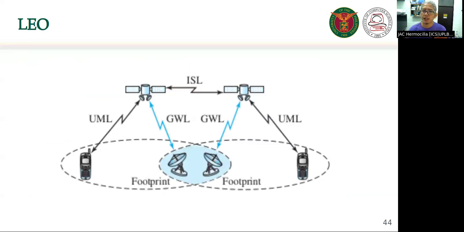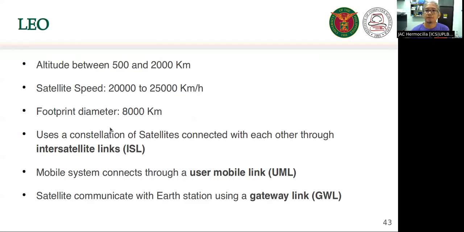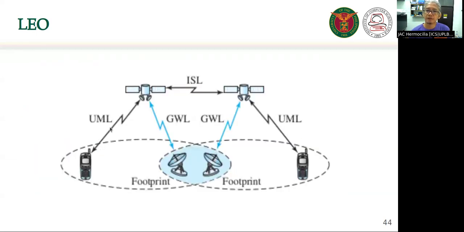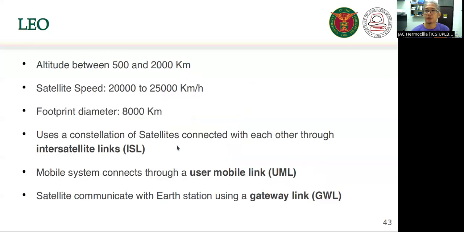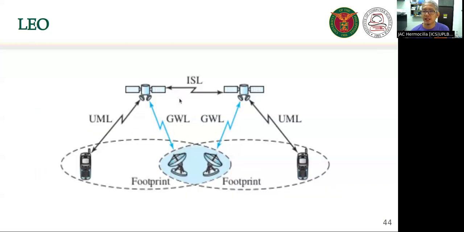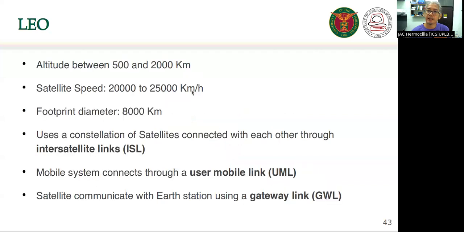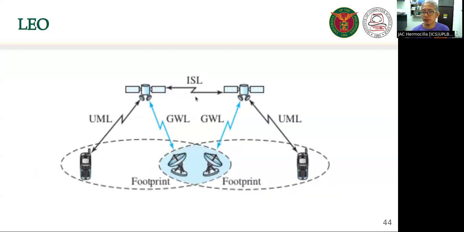This is an example of that. This is the footprint, and you have the UML, again, the user mobile link. Then you have the GWL here, which is the gateway link. And then you have the inter-satellite link between the satellites. So this is how the LEO satellite network works.